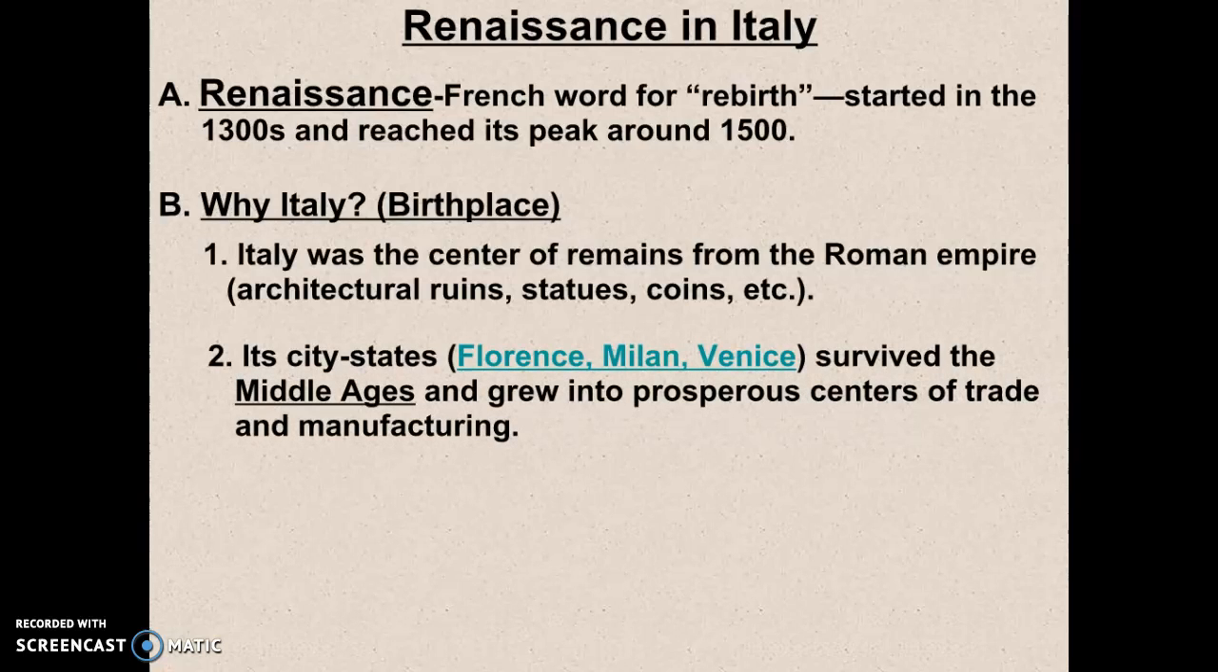Second thing is that Italy had certain city-states such as Florence, Milan, and Venice. And in fact, if you look on page 35 of your textbook, you could see where they were located on the Italian peninsula that survived the Middle Ages and that grew into prosperous centers of trade and manufacturing.